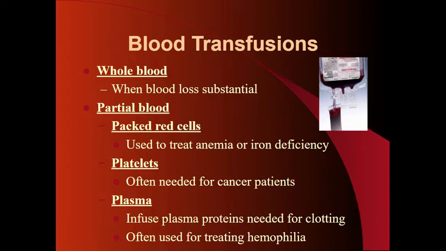Oftentimes, blood transfusions are actually partial blood transfusions given for very specific reasons, such as a packed red cell transfusion, which could be used to treat an individual with anemia or iron deficiency. A platelet transfusion might be given to cancer patients or other sorts of diseases that might require that. Or plasma transfusions could infuse plasma proteins needed for clotting, often used for individuals who have hemophilia.